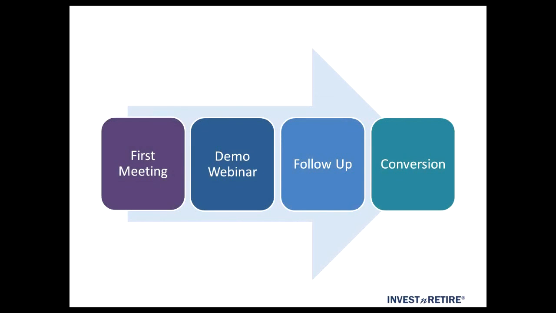You've got your first meeting that's really dependent upon you making that successful value proposition initially. And then you are, in essence, handing the baton off to Invest and Retire to deliver the demo webinar. And then the process is going back to you to follow up with the prospect or current client. And then again it's being handed over to Invest and Retire to negotiate and handle the aspects of the conversion process. And once that's complete, then it really comes down to you managing the ongoing relationship. So it's a very straightforward, very clear, very easy sales process.